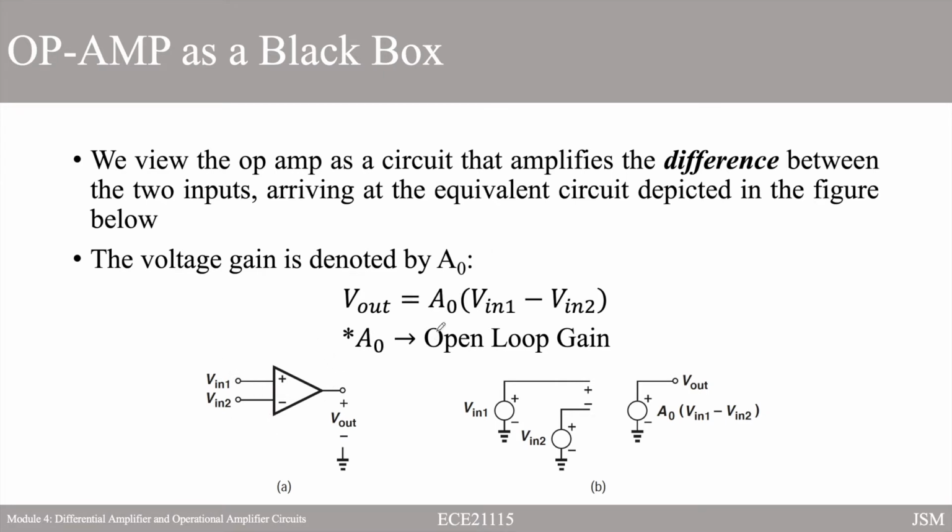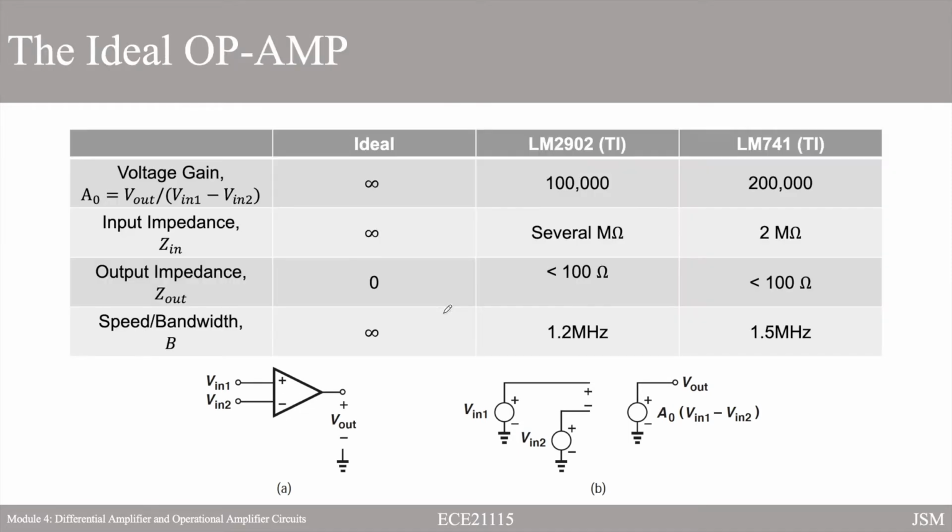Sir, what is the ideal value ng A0 or AO, the open loop gain? So these are typically the specifications of an op-amp. We have voltage gain or the differential voltage gain, in which it is defined as the output voltage over the difference of the 2 input voltages. Input impedance, output impedance. As usual, pag meron tayong amplifier, meron tayong input and output impedances. And speed or bandwidth. For the ideal values of these parameters, ang ating open loop voltage gain should be infinity, input impedance should be infinity, output impedance should be 0, and speed or bandwidth is infinity.